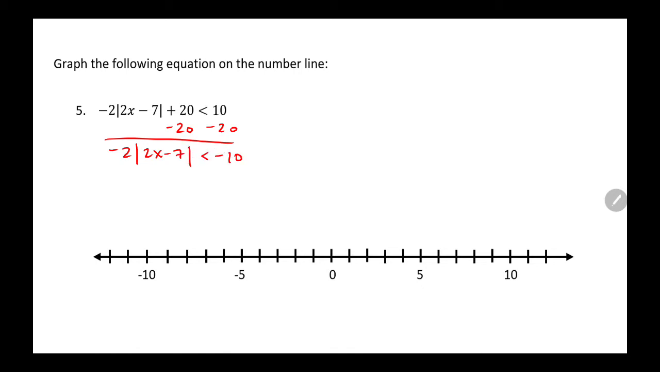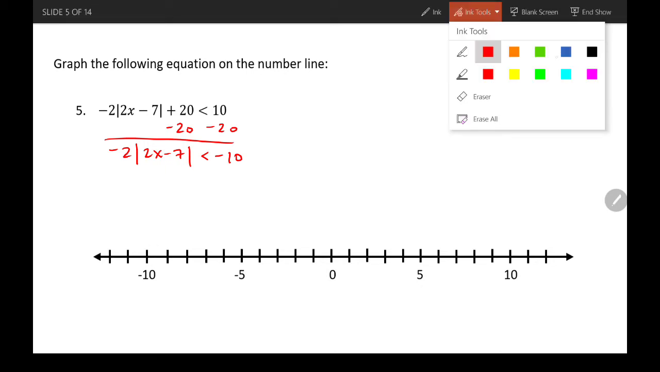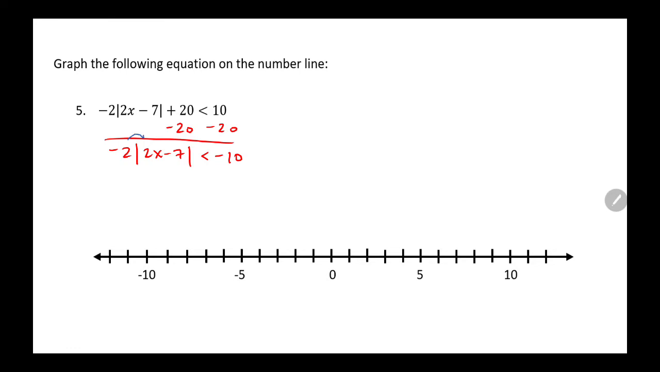Now you may be tempted, and I've seen this so many times, to distribute this negative 2 like that. That's not allowed. No, big no. These are not parentheses. You can't just distribute inside. You actually have to divide both sides. Understand that this is multiplication. You have to divide both sides by negative 2 to get rid of that.